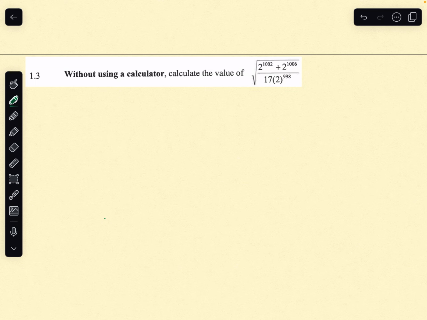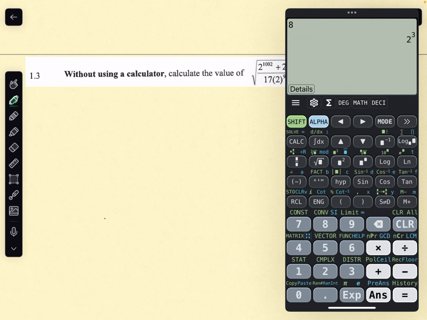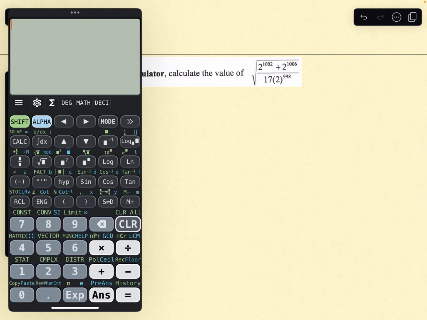We are busy with May 2022's paper 1 from the Department of Education, and we're looking at question 1.3 today. It says, without using a calculator, in bold, don't do it. Calculate the value of this bombastic looking thing. Can you even do it on a calculator? I wonder. I have a feeling that the numbers are just too ginormous. Let's see how clever calculators have become in the modern day.